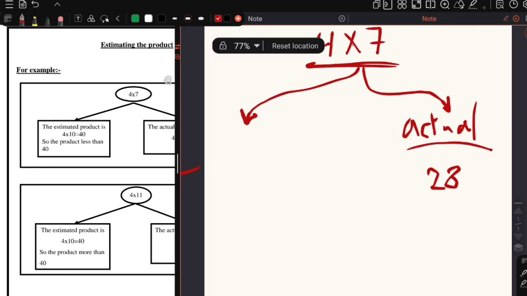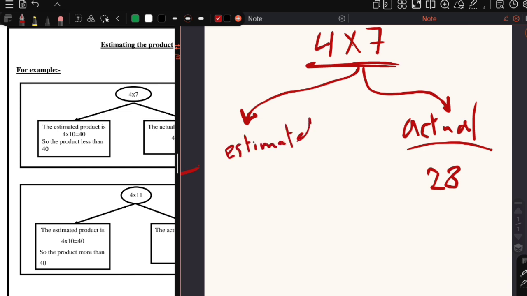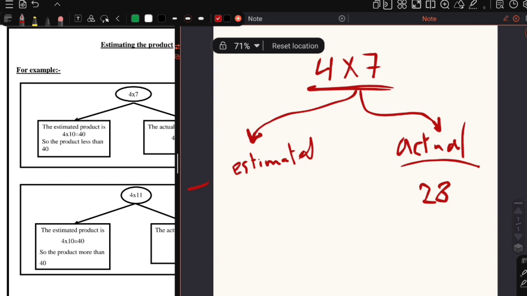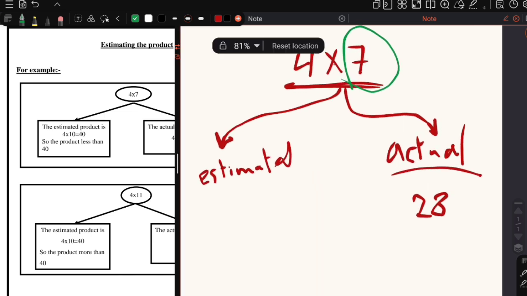The estimated product, okay? 4 times 7. I will ask about the greater number here, let's say 7, okay? And 7 is closer to what? What do I mean by closer to what number?